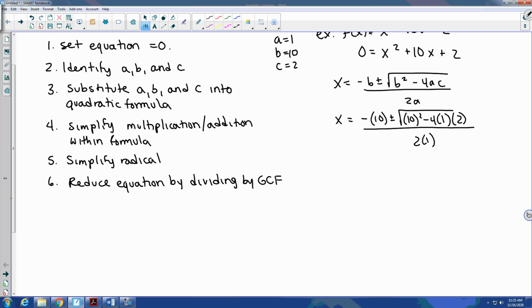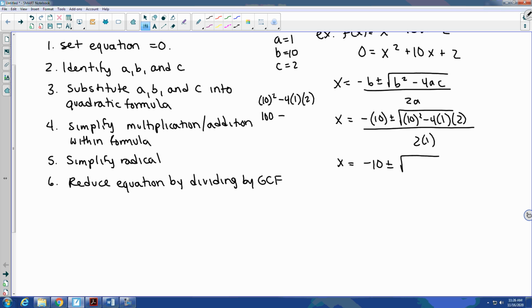The next step says to simplify the multiplication and addition within the formula. So we just want to clean this up. So it's negative 10 plus or minus, and I want to take care of the arithmetic underneath the square root. The thing to keep in mind, if we want to do this off to the side, is performing the correct order of operations. So the first thing I would do is square the 10. So think PEMDAS, order of operations. I take care of these exponents and I get 100.